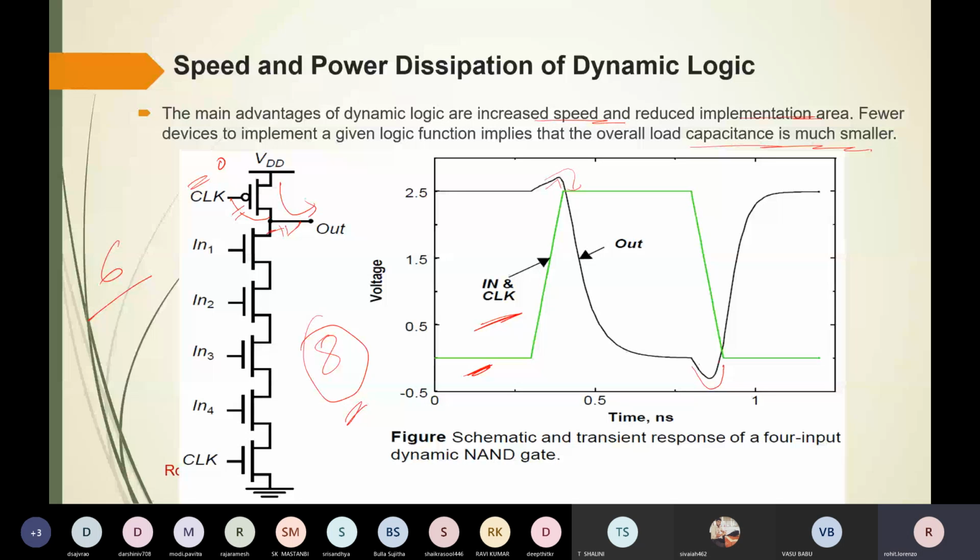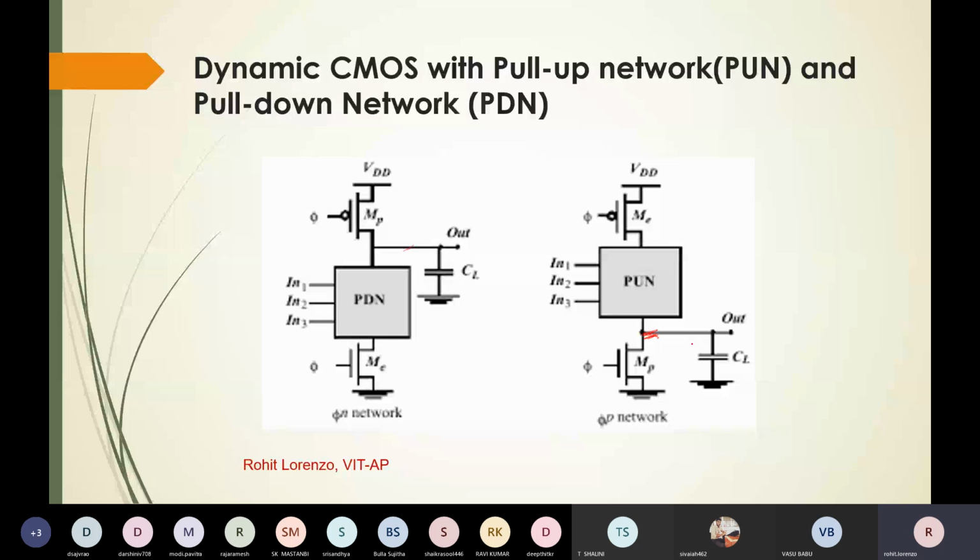Now, in dynamic CMOS you can also design only the PUN network, but you need to connect the output at this end instead of this end. But normally in the books, they mostly show this structure. Now, what are the advantages of this technique?